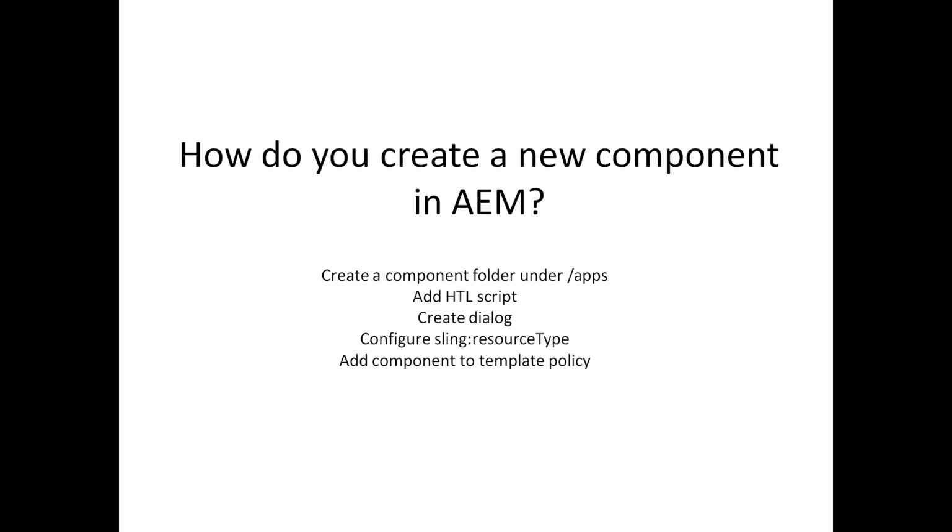And if backend logic was required, you created a Sling model and mapped the properties using model annotation. Then you created a client lib folder to add the CSS and JS for styling or functionality. And finally, you added the components to the editable template's policy so that authors can use it on pages.